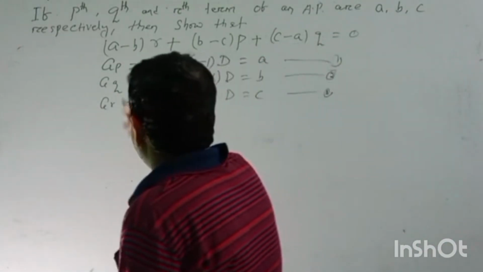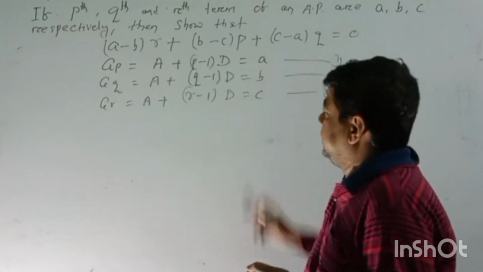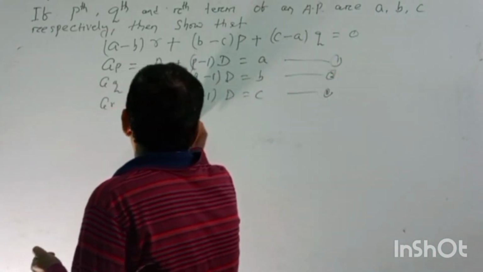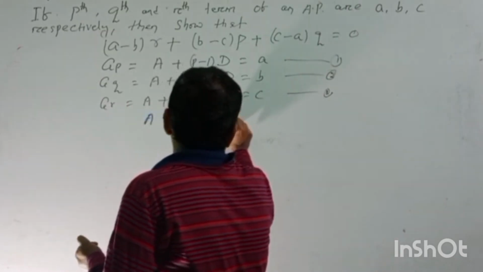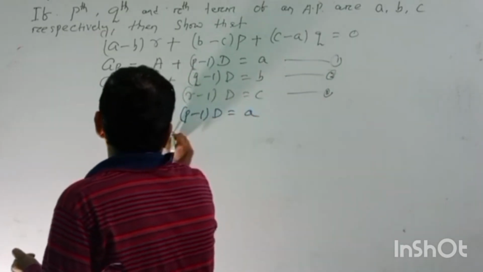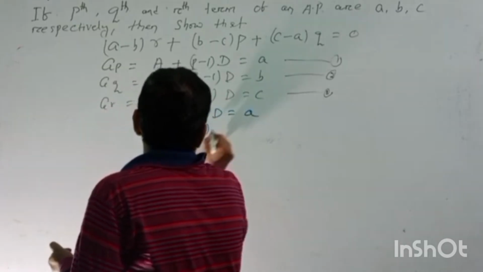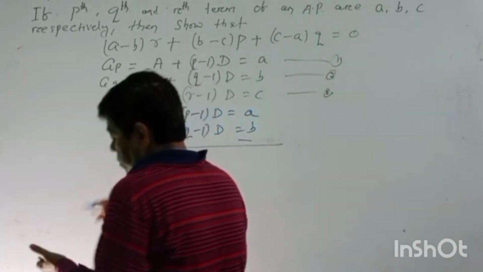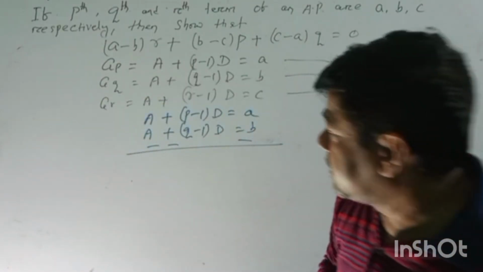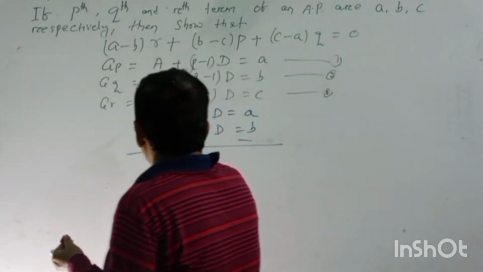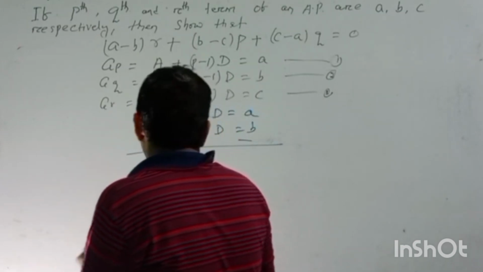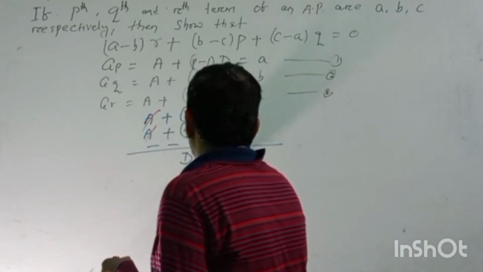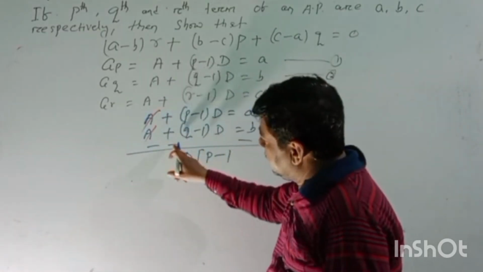Now let us write a minus b. Let us subtract. A plus (p minus 1) into D equals a. Once again write, A plus (q minus 1) into D is equal to b. Let us subtract; the sign will be changed. After that, yes, we can cancel here. It will be cancelled. After cancellation, see, D is the common factor, D whole into, yes, it will be p minus 1.